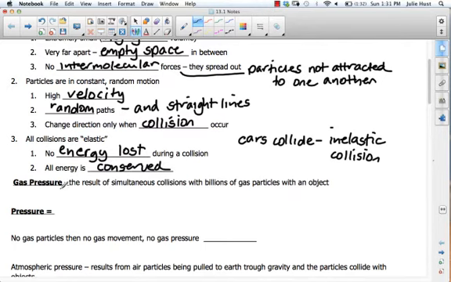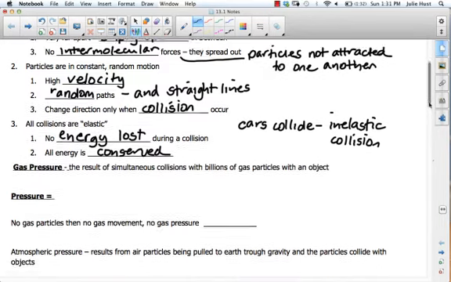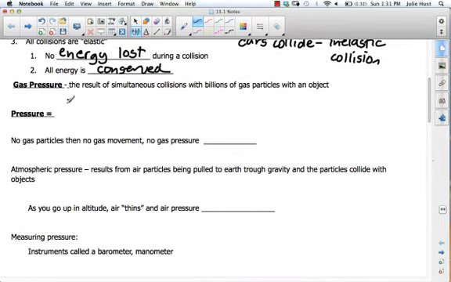Okay, so that brings us to the definition of gas pressure. Gas pressure occurs when particles of a gas collide with an object. They exert a force. That force is called the pressure. We can define pressure as a force per area. The larger the force, the larger the pressure. The smaller the area, the larger the pressure.